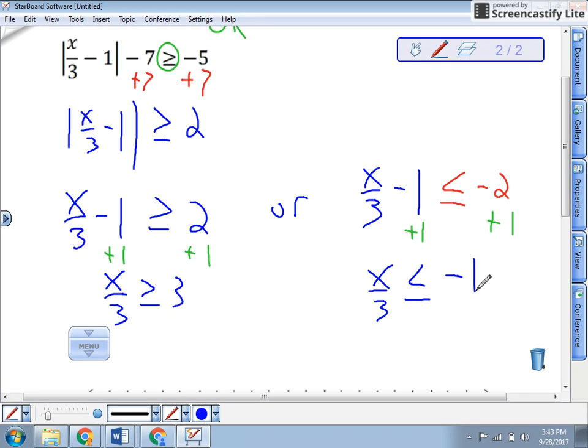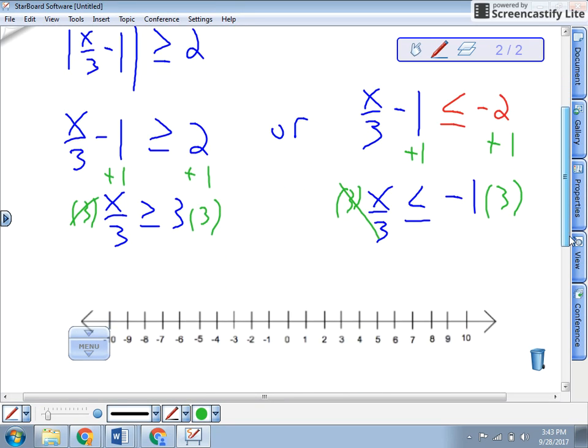Now, we want to get x by itself. It's being divided by 3, so this is where we have to do the opposite. We have to multiply by 3, and we know we're going to do the same thing over here. That's going to cancel out. So when we do that, we're going to have our final answer as x greater than or equal to 3 times 3, which is 9, or x less than or equal to negative 3. So there are our two inequalities.